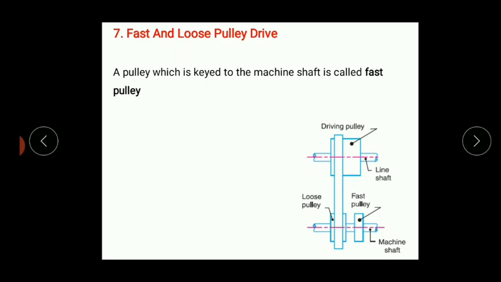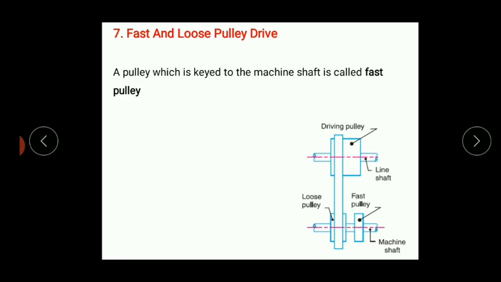Fast and loose pulley drive. So what is a fast and loose pulley drive? The driving pulley is a larger pulley having a higher width, and the driven shaft is mounted with two pulleys. One is keyed to the driven shaft. So whenever the belt is in contact with this keyed pulley, then with the running of the belt or the rotation of the pulley, the shaft will rotate.